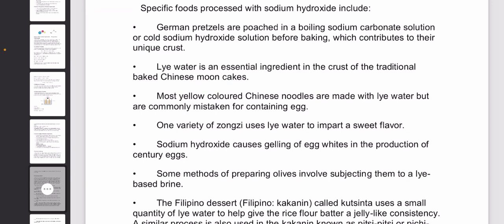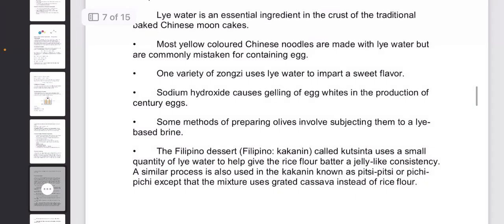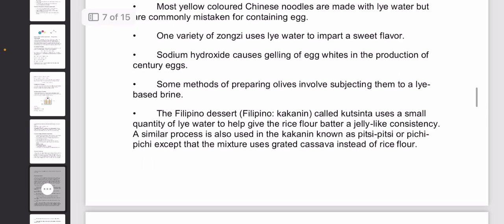Lye water is an essential ingredient in the crust of the traditional baked Chinese mooncake, which is very famous in China. Most yellow colored Chinese noodles are made with lye water but are commonly mistaken for containing eggs. One variety of zongzi uses lye water to impart a sweet flavor. It's a sweet in China. Sodium hydroxide causes gelling of egg whites in the production of century eggs.